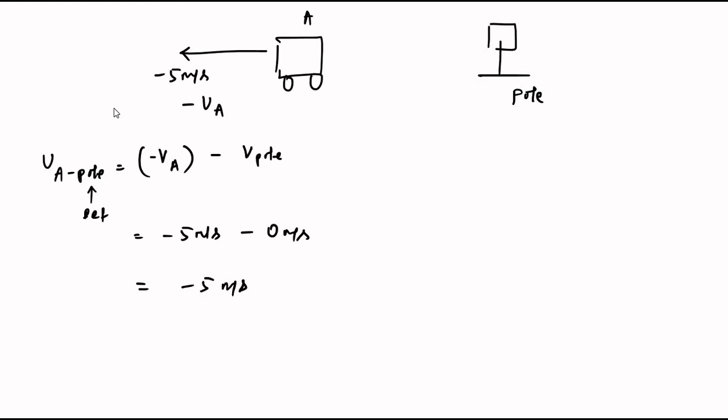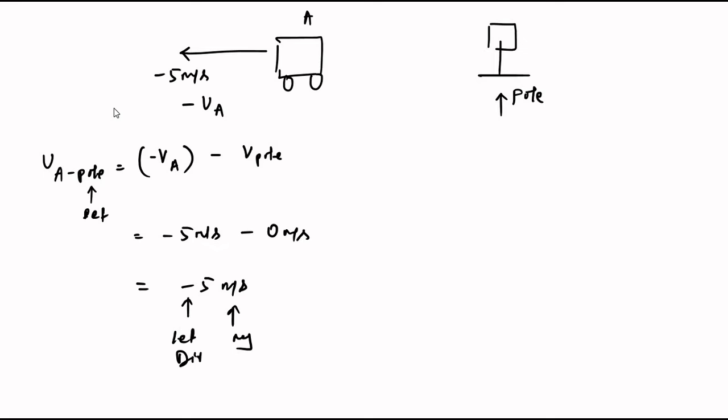So with respect to the pole as the reference, for someone sitting on the pole, it will appear as if the car is moving away with a velocity of 5 meters per second, away from it towards the left. So this is for the left side movement, this is the magnitude, this is the direction. Similarly, let us consider another situation.